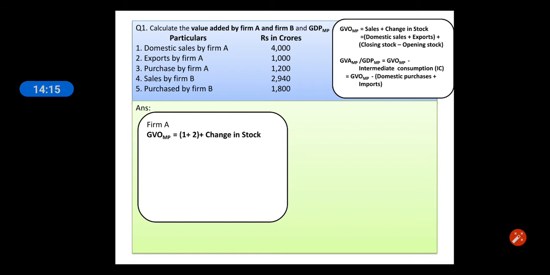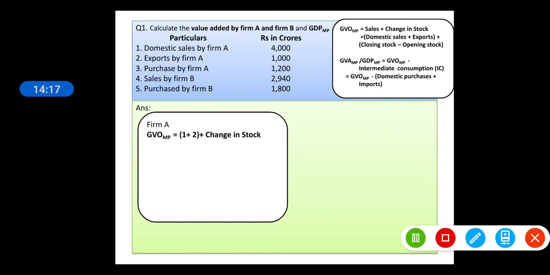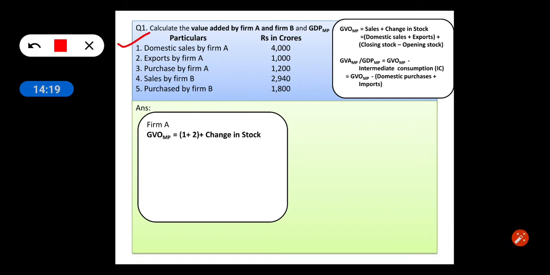So the number one and two. Number one is domestic sales by firm A, and number two is export by firm A. So this is a part of sales by firm A. Okay, so number 1 and 2 is the sales of firm A. Now 4,000 plus 1,000 is the sales of firm A, and value of change in stock is not given, so we'll take it as 0, and we have 5,000.